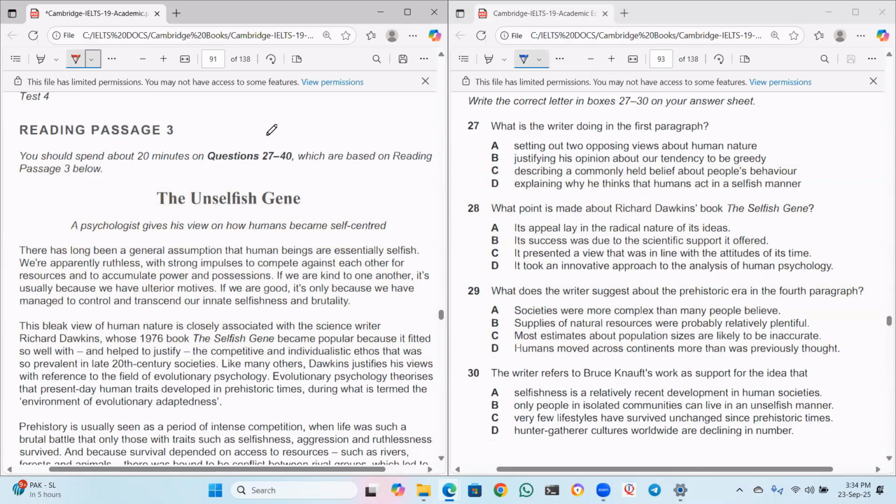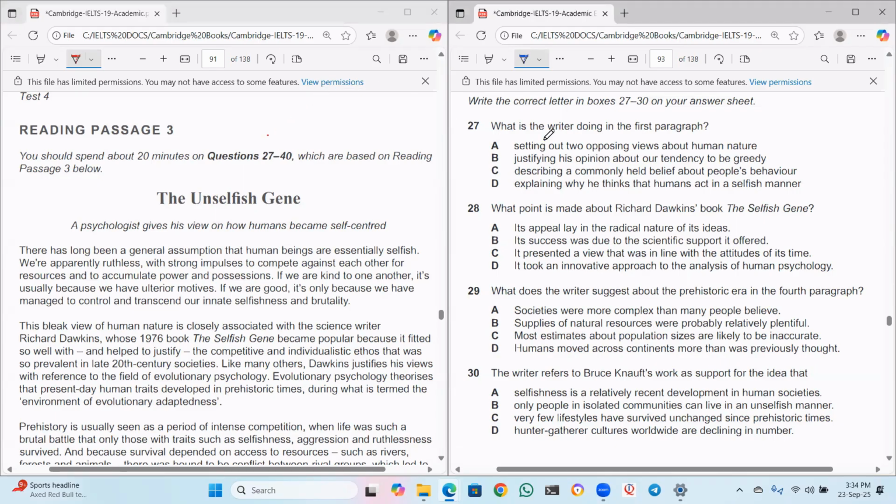So today I am back with a new passage. As you can see, the passage says the unselfish gene. This is Cambridge 19 test 4 and reading passage 3. I'll be discussing a lot of tips and strategies for different types of questions, guys.